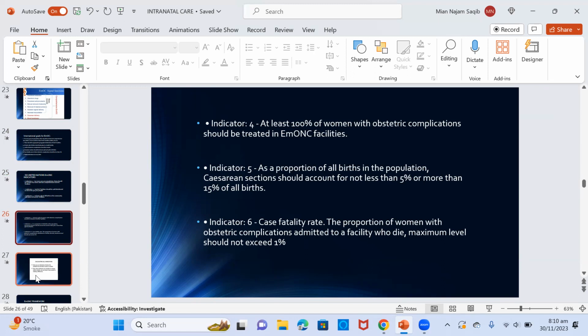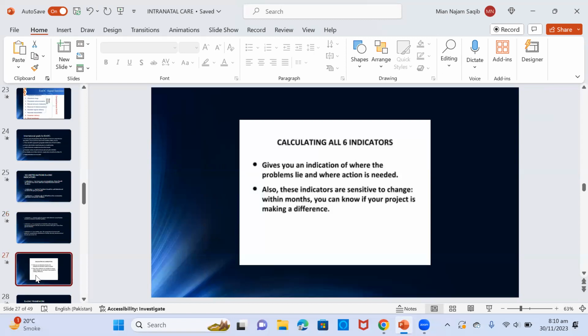Indicator 5, as proportion of all births in the population, cesarean section should account for not less than 5% or more than 15% of all births. Indicator 6, case fatality rate. The proportion of women with obstetric complications admitted to a facility who die, maximum level should not exceed 1%.